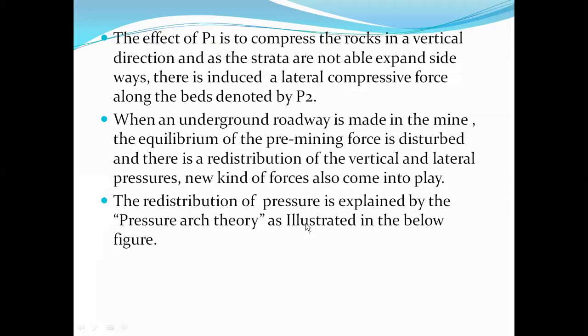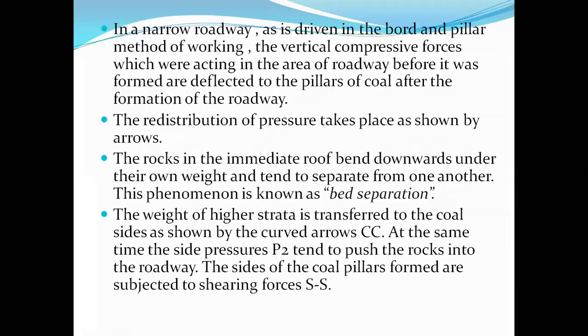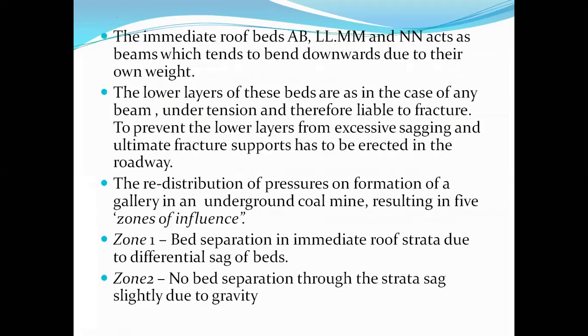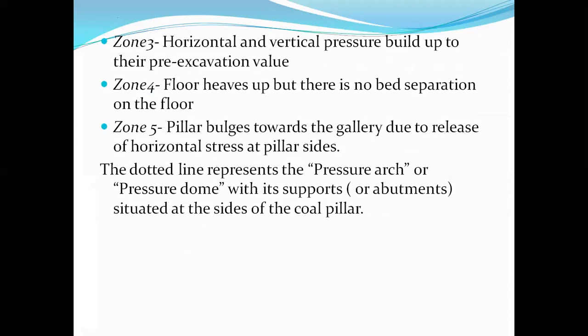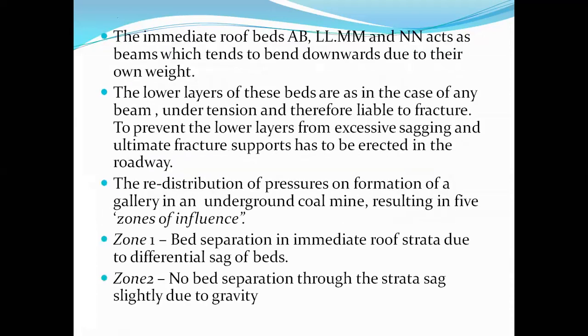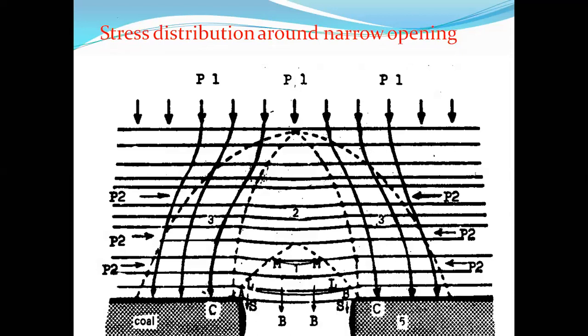So zone 1, zone 2. Zone 2 is no bed separation; the strata sag slightly due to gravity. There will be a sag, but no separation. Zone 3: horizontal and vertical pressure built up to the excavation value. That's nothing but in zone 3, whatever vertical forces there are get redistributed. Look here. This is called the redistribution portion. This is called zone 3.